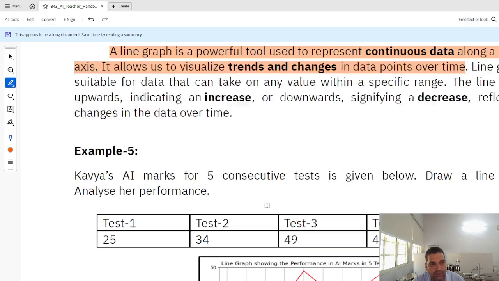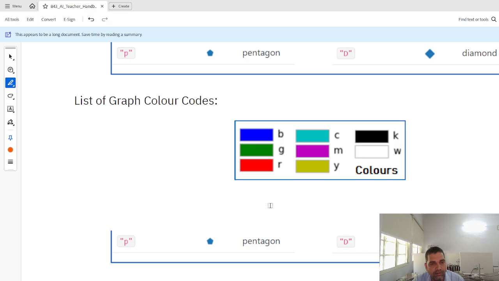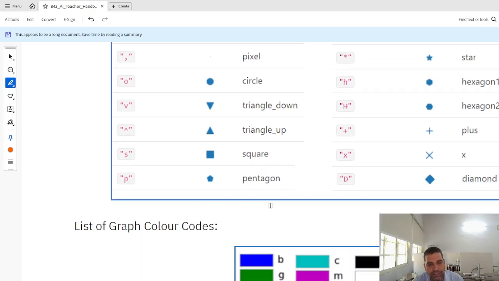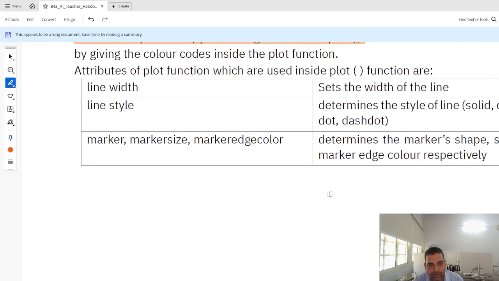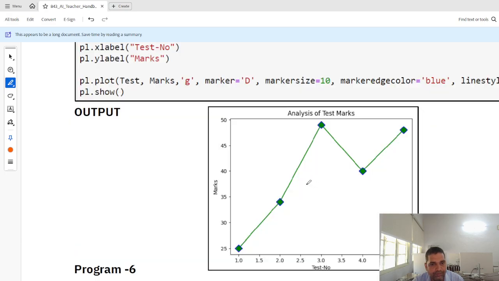Color code I have shown you earlier. See, these are the color codes. G means green. So first we have shown this color code, green color, G for green. So when G is written, the color of this line will be green. Marker is diamond. Marker size is 10, the diamond size. Marker edge color is blue; see, the diamond edge color is blue here. Line style is solid.